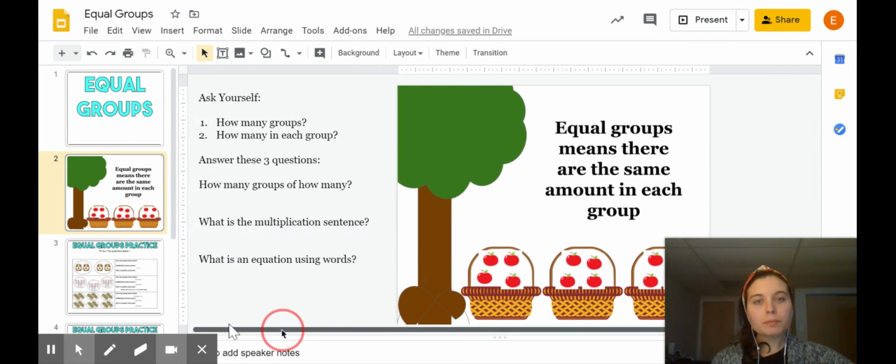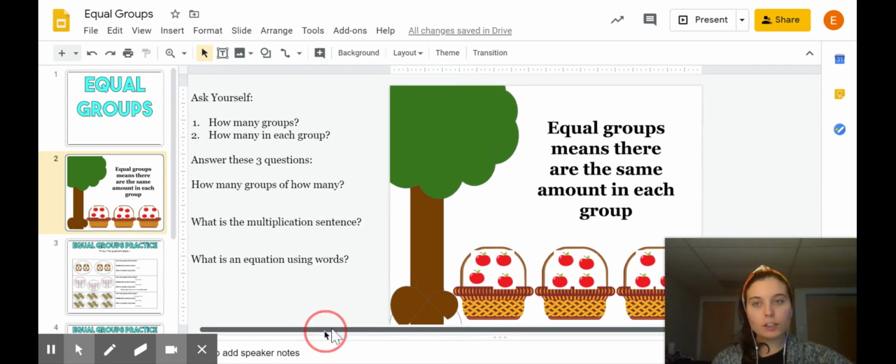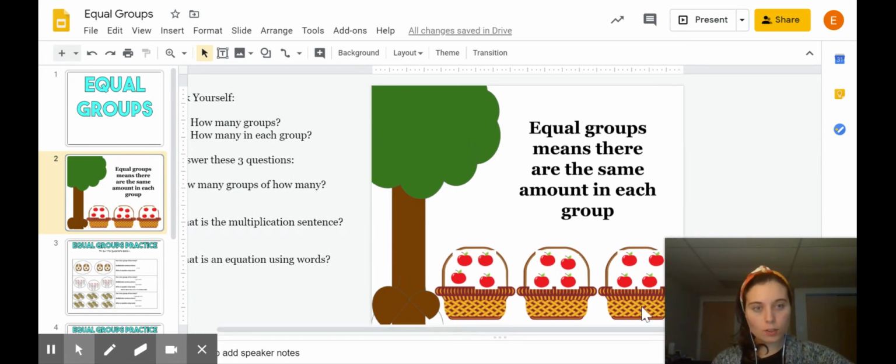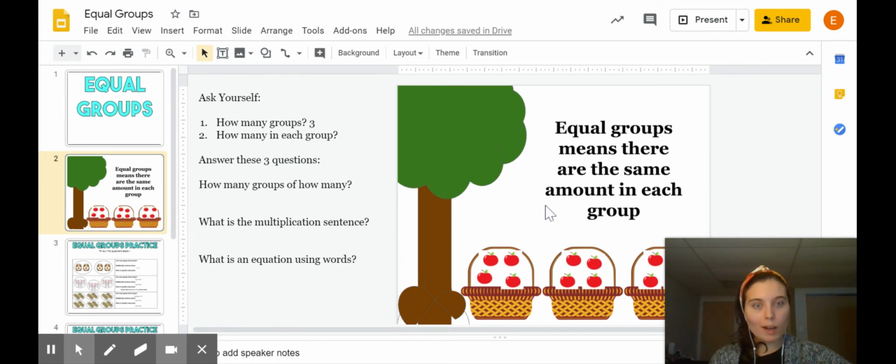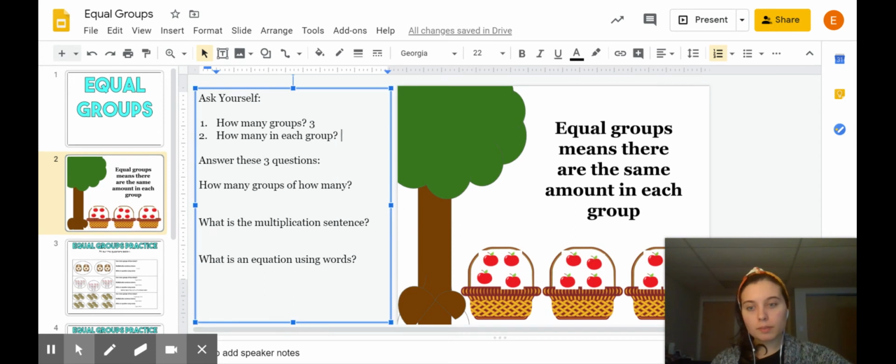Here's what we have to do to figure out questions for equal groups. First, you have to ask yourself how many groups? Well, it looks like there's one, two, three. Three groups. How many in each group? It looks like these are apples. Someone went to the tree and picked apples and put in each basket one, two, three, four apples.